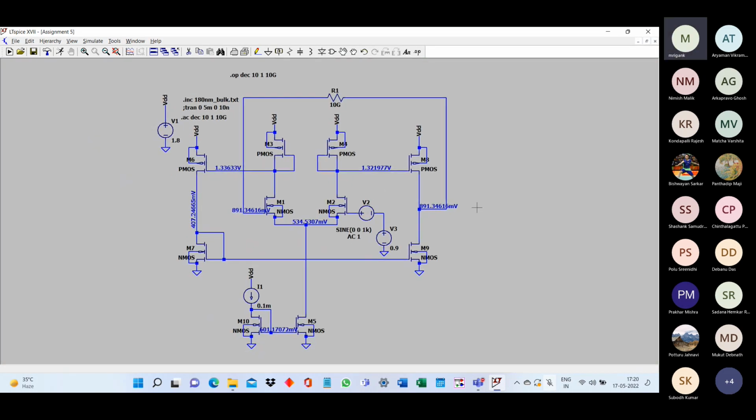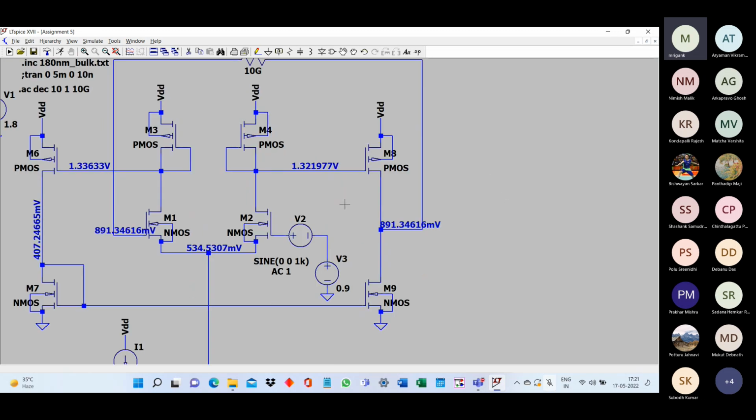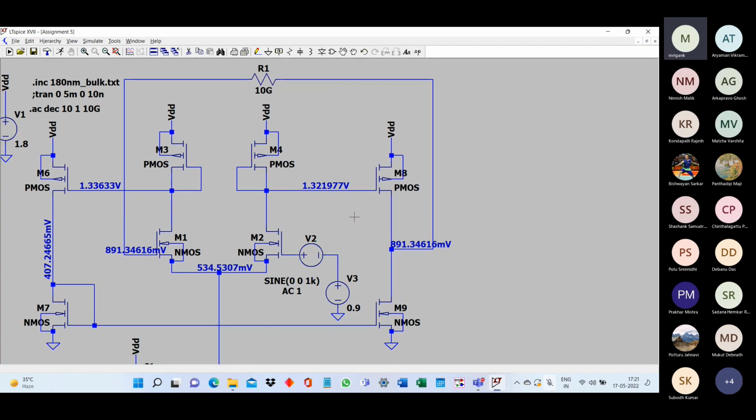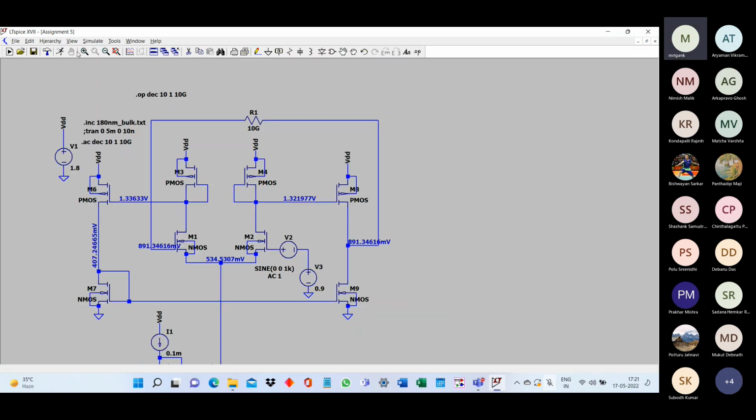So in this circuit, if you look at the closed loop response, this R is also having parasitic capacitance associated with it. At the output node you have parasitic capacitance, and at the input node you also have parasitic capacitances. And if you look at the open loop response, it basically has high pass characteristics.